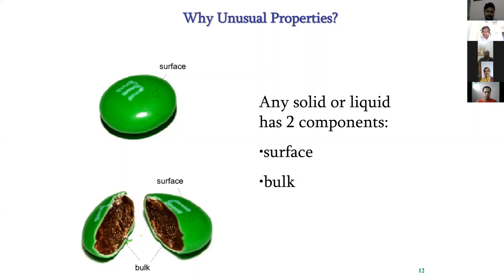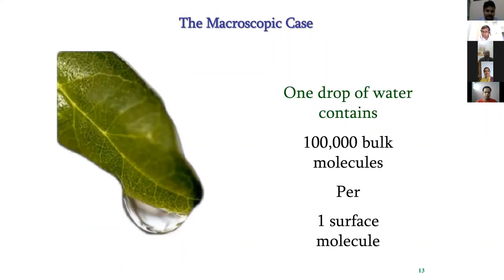The other way to understand this is, consider a drop of water. If I want to know what is inside the droplet, you will see there's only one surface molecule for 100,000 bulk molecules. So the surface is really, really low as compared to the bulk when you are at a macroscopic scale, the macroscopic products, the material products that you see around us with our eyes.